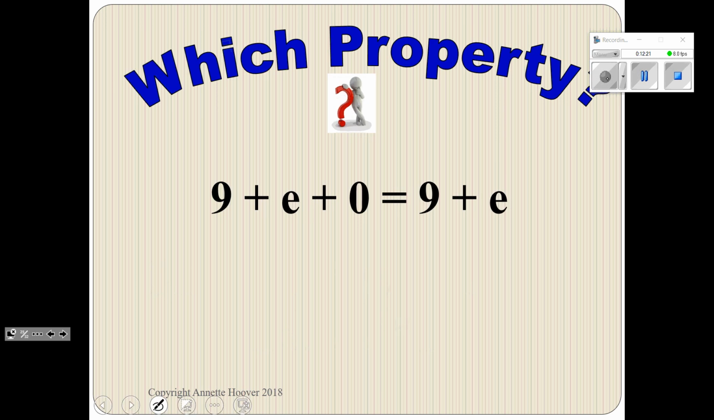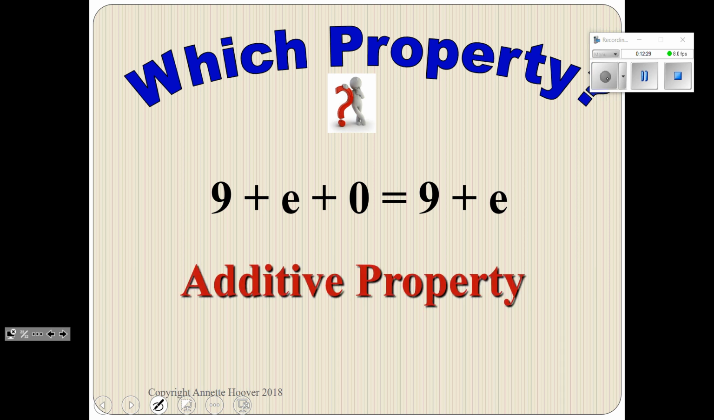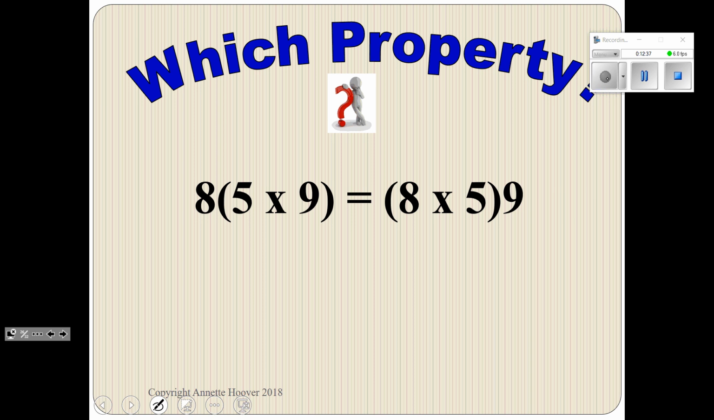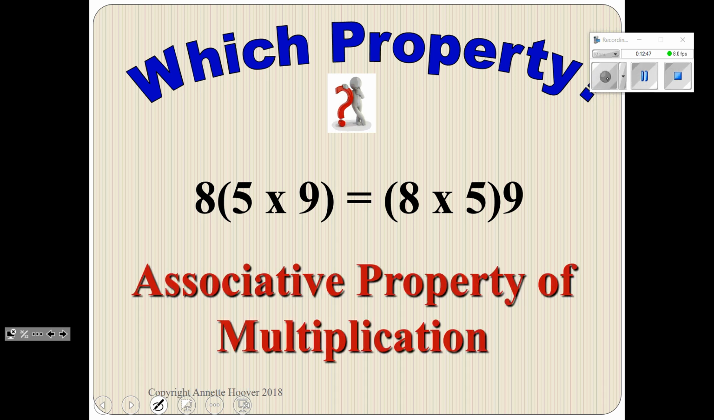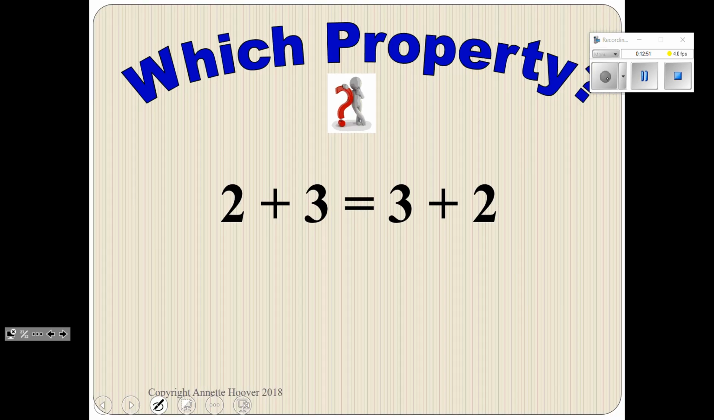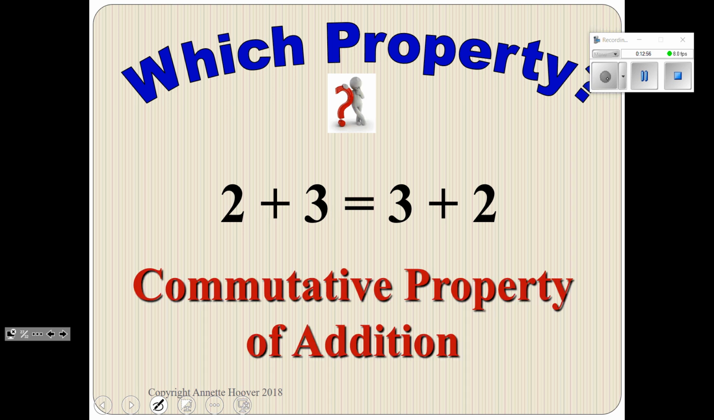Here we have a 0, notice. So which property was that? Can you guess? The additive property of 0. Which property is this? 8 times the product of 5 times 9. The product of 8 times 5 times 9. We've changed the grouping. So that is the associative property of multiplication. 2 plus 3. 3 plus 2. We've changed the order of addition. Commutative property of addition.